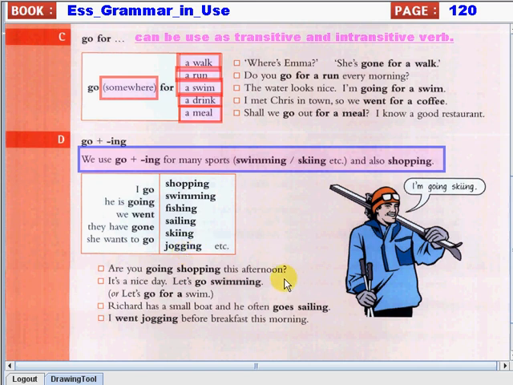Are you going shopping this afternoon? It's a nice day. Let's go swimming. Or, let's go for a swim. Richard has a small boat and he often goes sailing. I went jogging before breakfast this morning. So again, remember that we often use the word go plus those words that end with ing for many sports, and also with shopping.